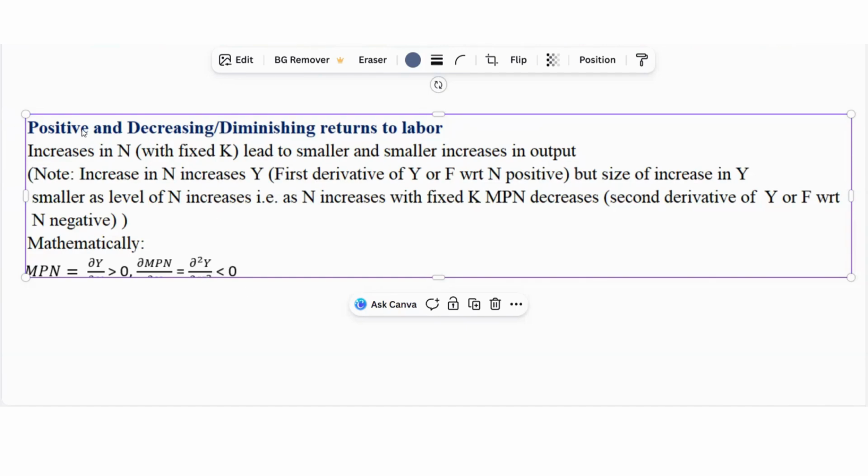So here the positive part means that MPN is greater than 0. The diminishing or decreasing part means that the derivative of MPN with respect to n is less than 0. Because as n increases, y is increasing, but the increase in y is becoming smaller and smaller. So as n increases with fixed k, the marginal product of labor goes down. So this is the second assumption.